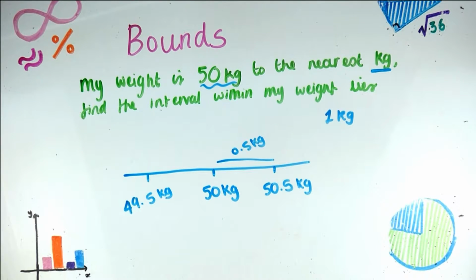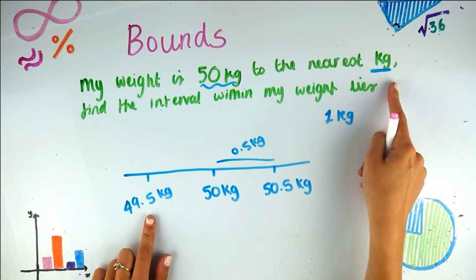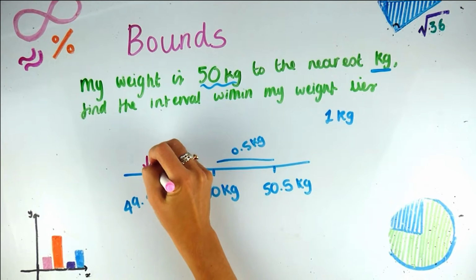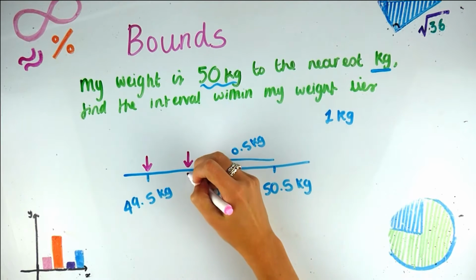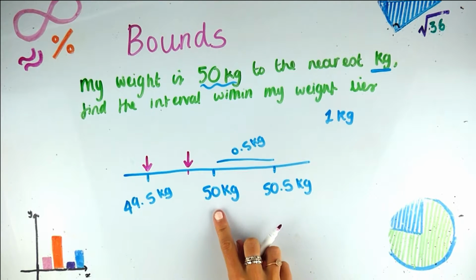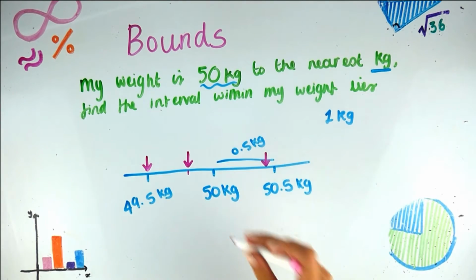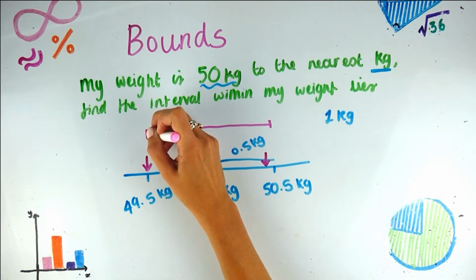The nice thing about this is it does make sense. For example, if my weight was 49.5 kilograms, that was what I measured it as, and the question had asked me to round it to the nearest kg, I would have written down 50 kilograms. So this could be my weight. My weight could also be in here, because if I rounded a value here to the nearest kg, it would also round to 50 kilograms. My weight could also be here, so it could be anywhere within this interval, half a unit that side and half a unit this side.